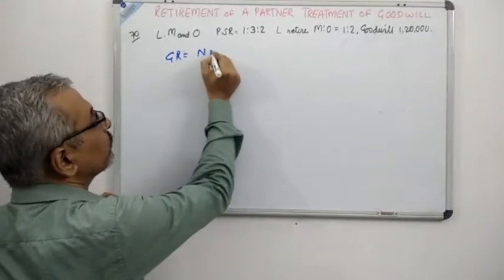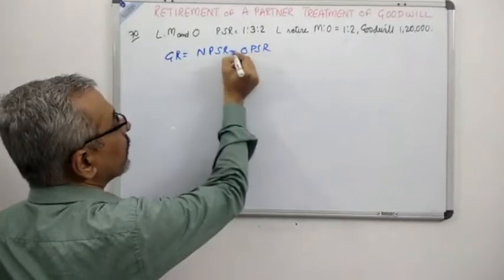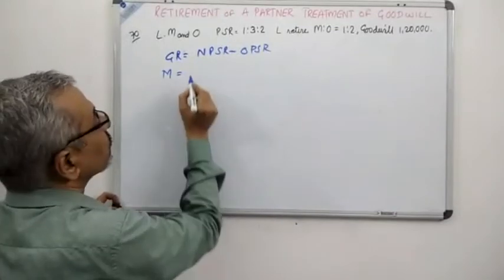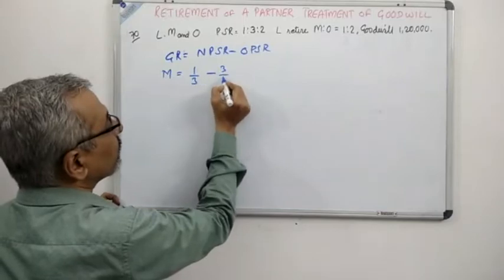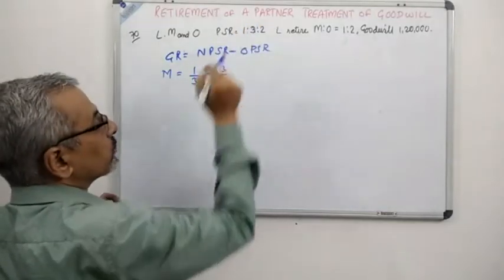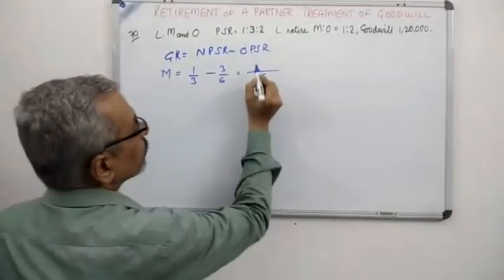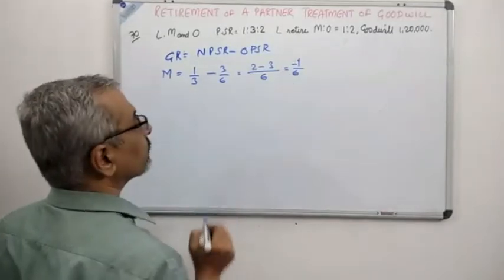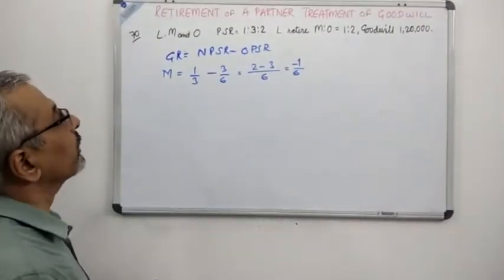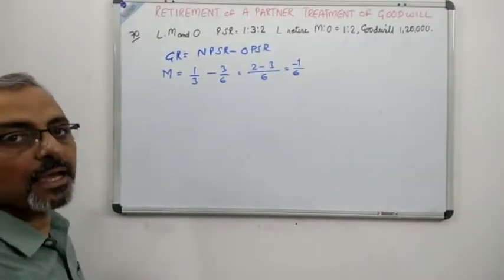Gaining ratio is new profit sharing ratio minus old profit sharing ratio, and first we have to find it for M. What is M's new share? 1 by 3. And what was M's old share? It is 3 by 6, how? 3 plus 1 plus 2 is 6, so 3 by 6. What is the LCM over here? Please see very carefully, 6. So 2 minus 3, that is minus 1 by 6. Please see very carefully: on the retirement of L, M has not gained but actually has sacrificed.